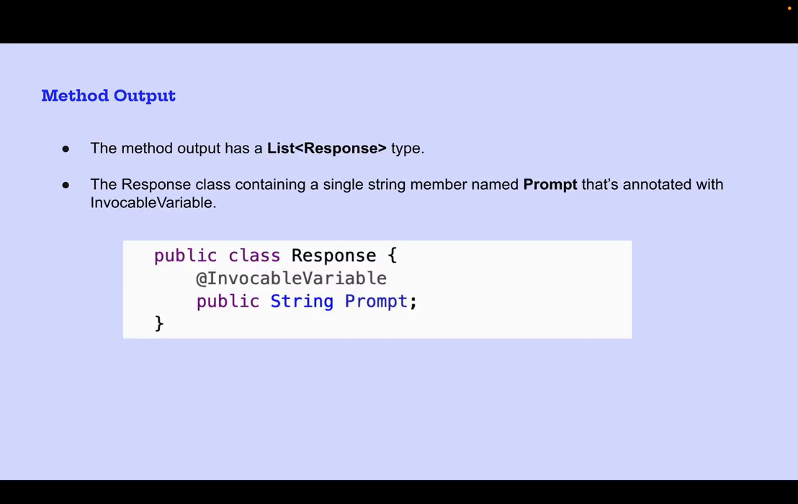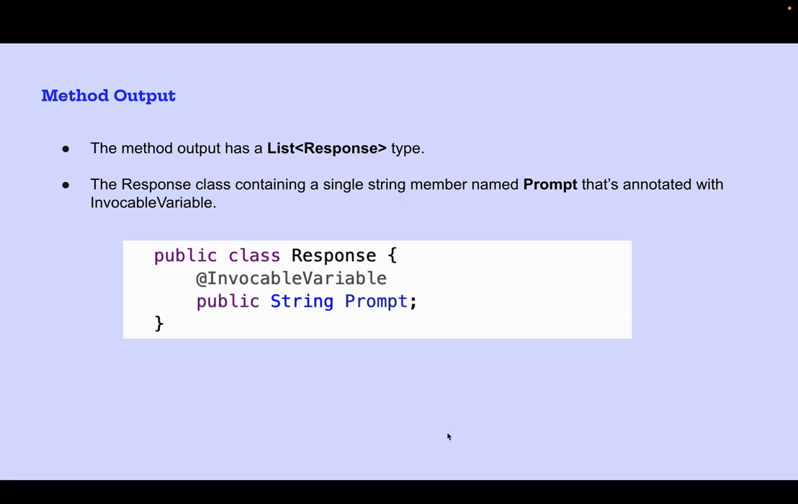Now let's see the method output. The method output has a data type list of response, and similar to the request class, the response class also contains a single string member that's named prompt, and that is also annotated with the invocable variable. We can see in this template that the response class is defined, and inside that we have added an invocable variable member, and the name of it is prompt.